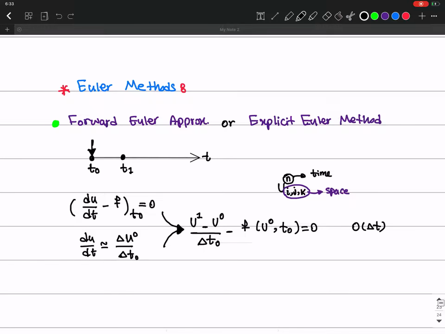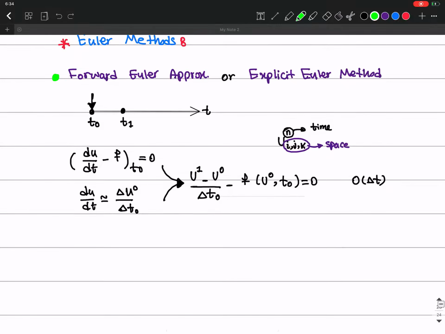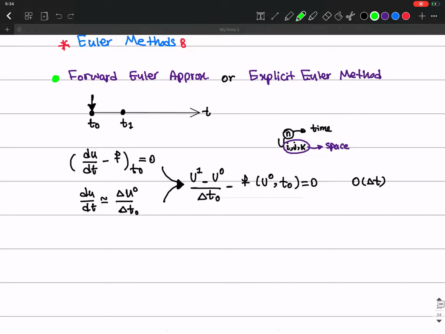Okay, so this was the forward Euler approximation. This is the simplest one that we can have. The second one is, as you might have guessed, the backward Euler approximation, or implicit Euler method.